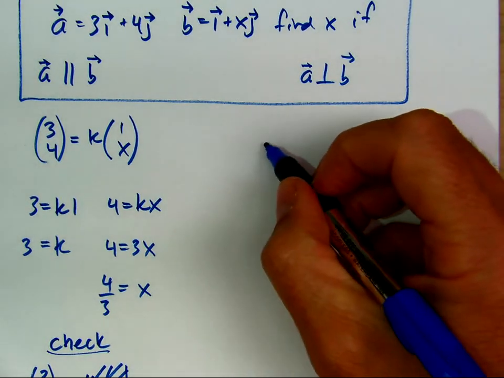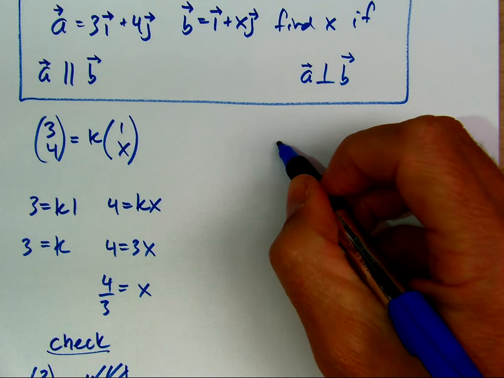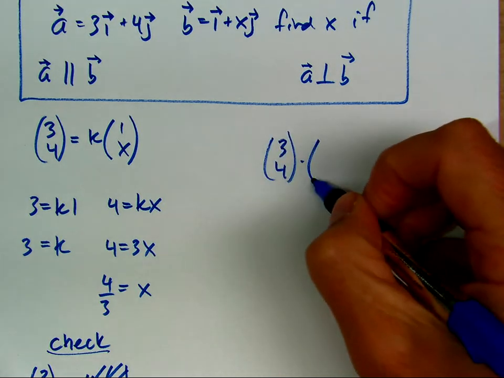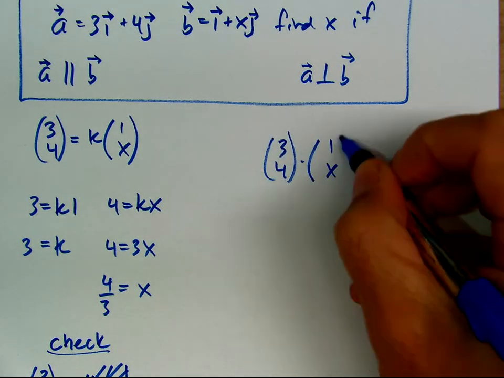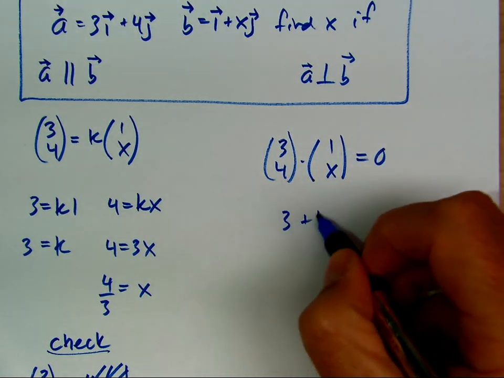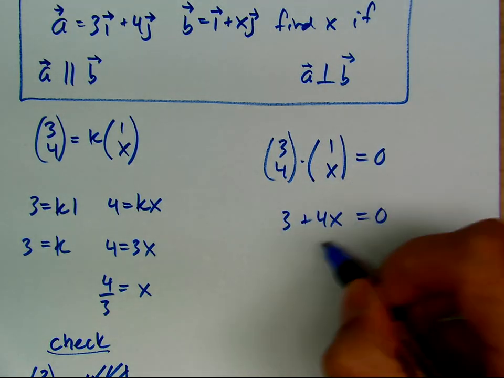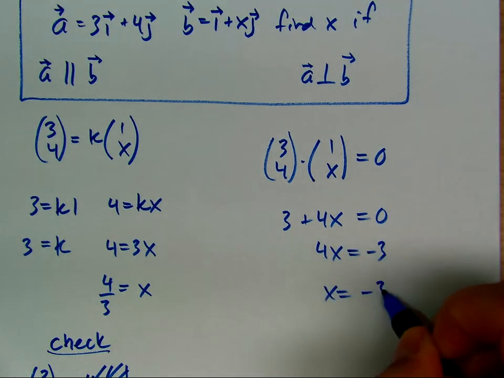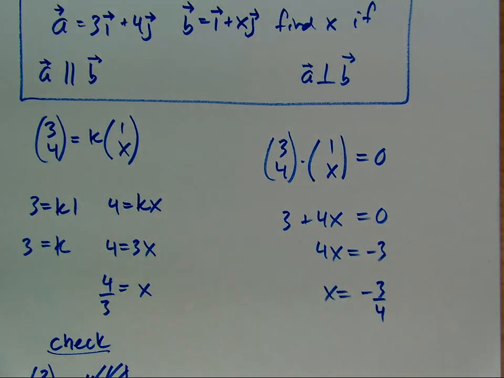Perpendicular vectors, their dot product is 0, so we would have 3, 4 dot product with 1, x has to be 0. 3 times 1 is 3, 4 times x. And x has to be negative 3/4 for them to be perpendicular.